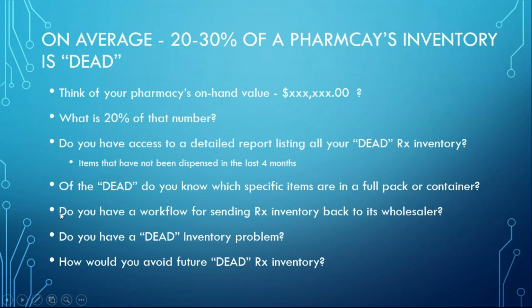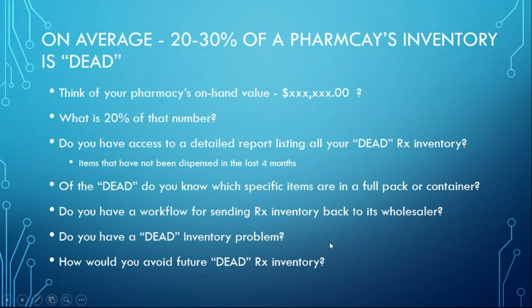And then the final question here, after you've worked through these first 4 or 5 bullet points: do you have a dead inventory problem? If 20% is a pretty big number, and you don't have a defined way of getting those items back, and you don't know what's in a full pack or full container, and you don't have access to what is dead, and it's not 2 or 3 clicks away, then you might have a dead inventory problem. And how do we avoid that problem in the future?